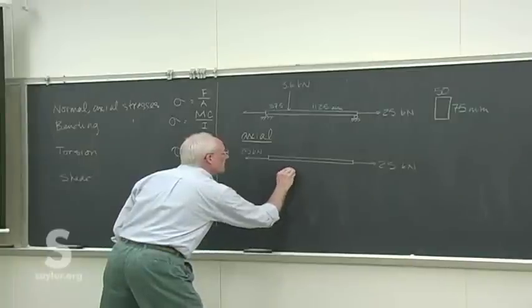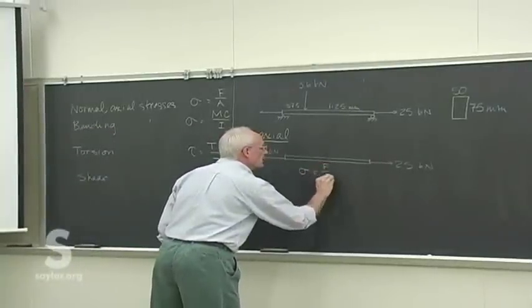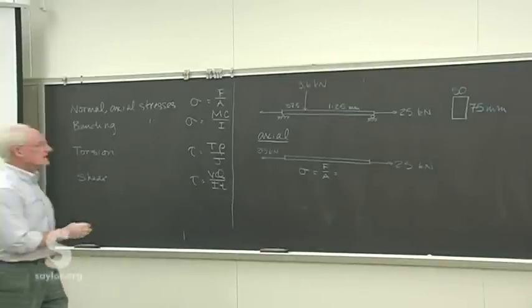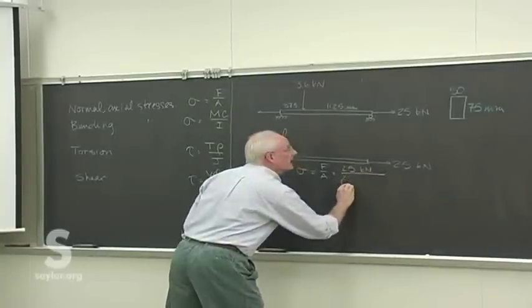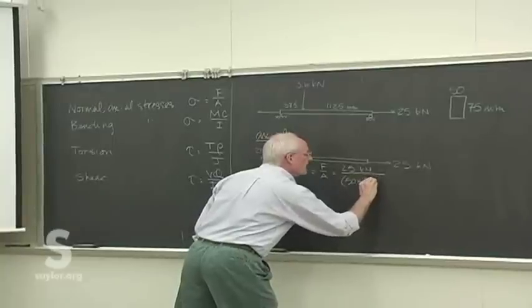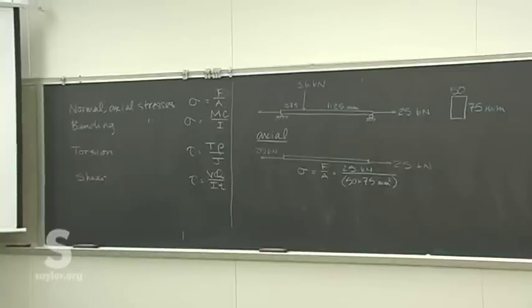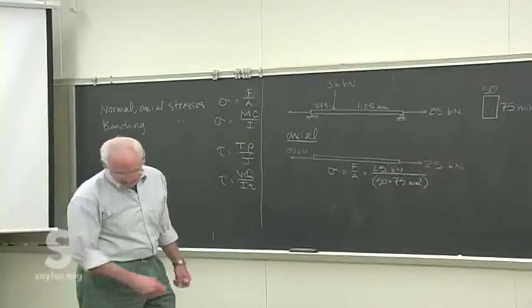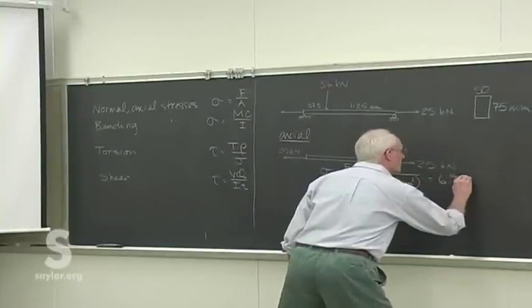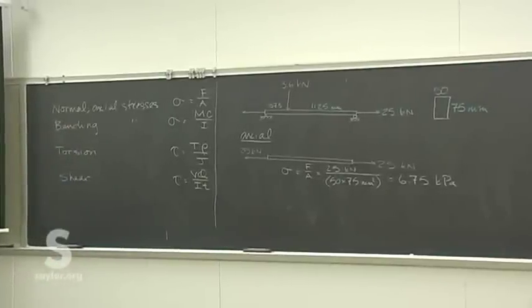And so we figured out back in the first week that the normal stress was the load being carried by a particular cross-sectional area. And we've got all this for this axial load, 25 kilonewtons being held by a 50 by 75 square millimeter area. And that comes out to be 6.75 megapascals in tension. And we have to pay very close attention to whether we're talking about tensile or compressive forces now.